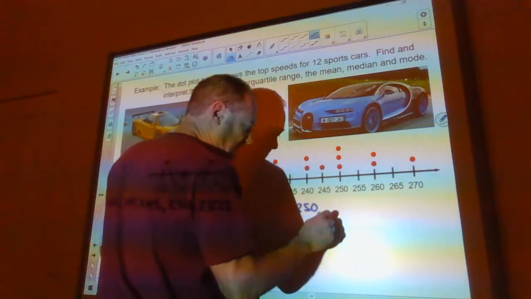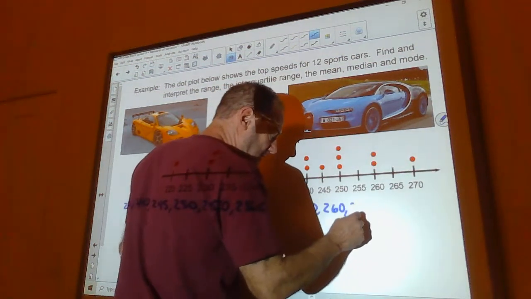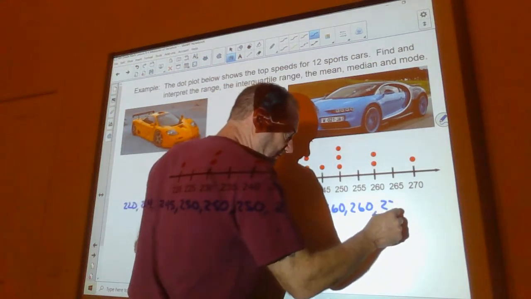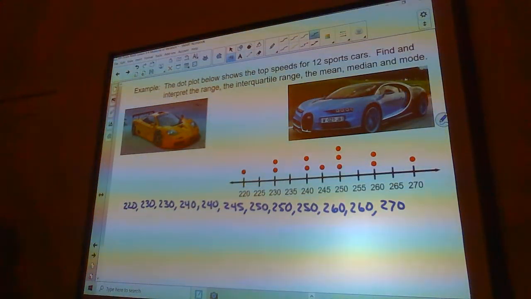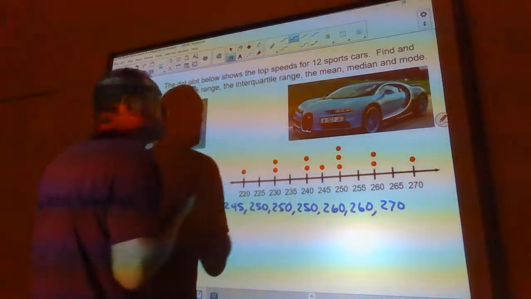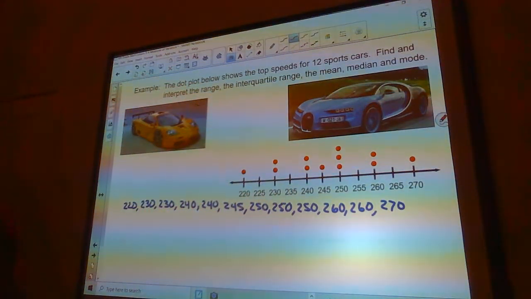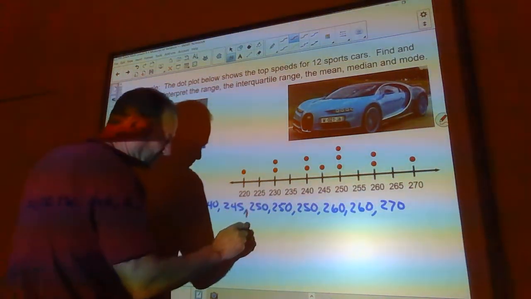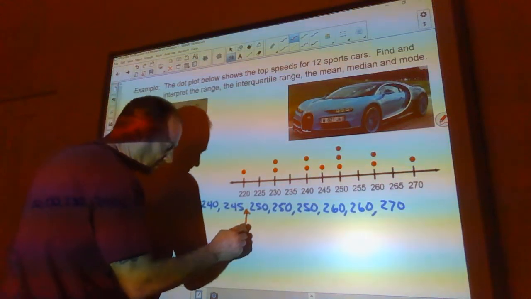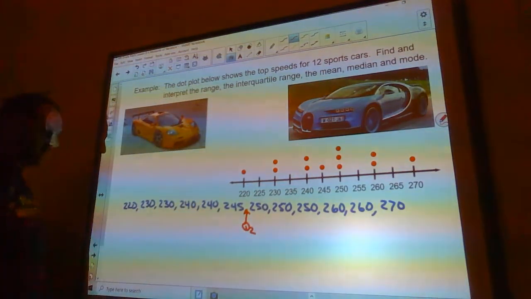I've got two 260s and a 270. Okay, there's my data. So there's 12 cars here, and so the Q2 is going to be between 6 and 7. So 1, 2, 3, 4, 5, 6, and 7 is going to be between here. This is going to be Q2. I'm going to have to calculate that.